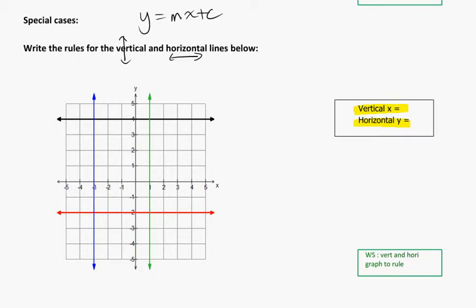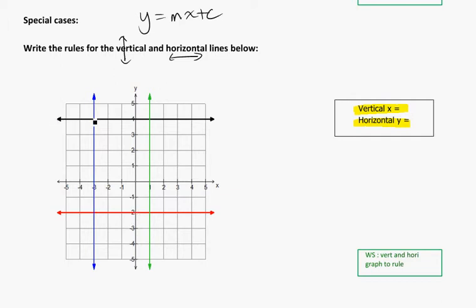Now, what it means here is that for a vertical line, the value of x never changes. And that's why we say that x is equal to something, because it really doesn't matter what y is. X will always stay the same for a vertical line, because it's not moving to the left or right at all. And that's the same for the horizontals. We don't care what the x is equal to anywhere along it, because the y never changes. The y is always the same. The line will never move up or down.